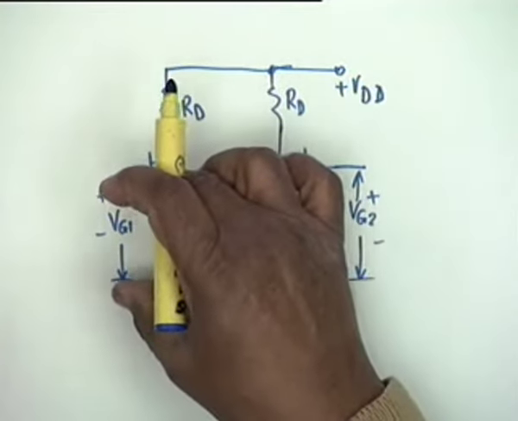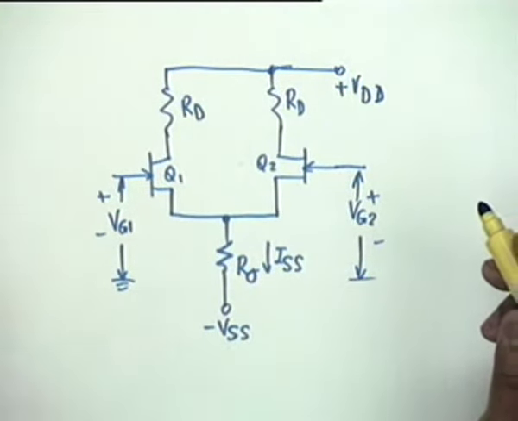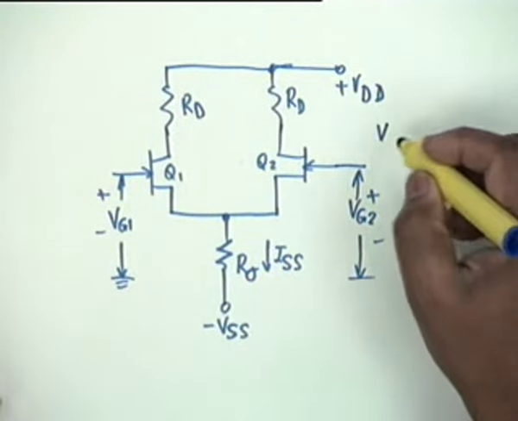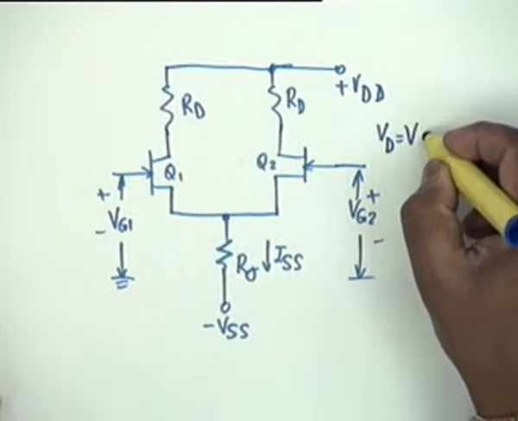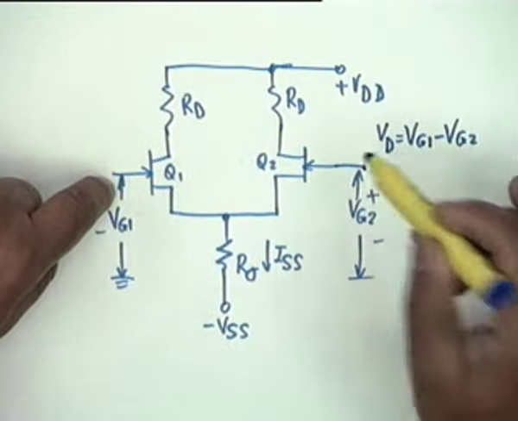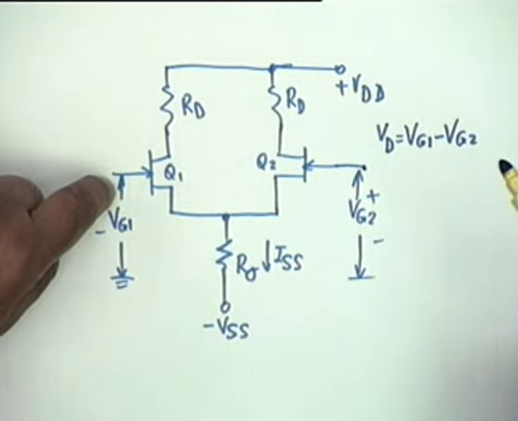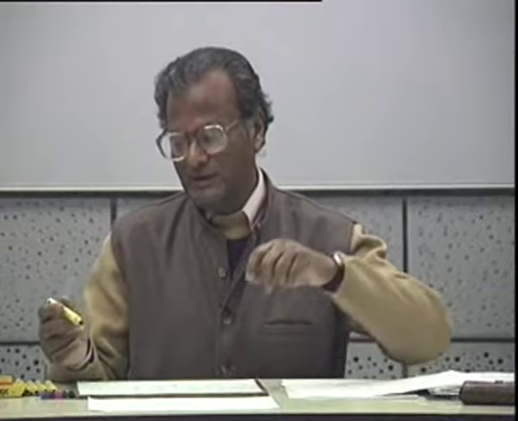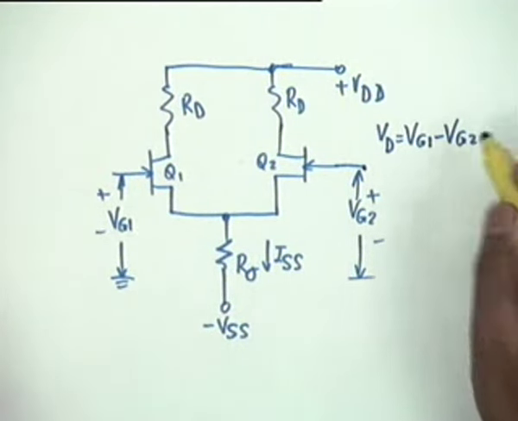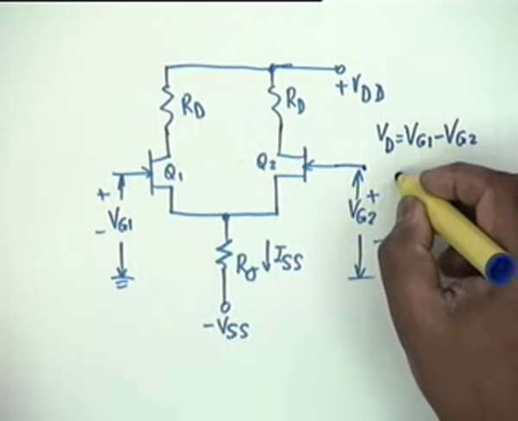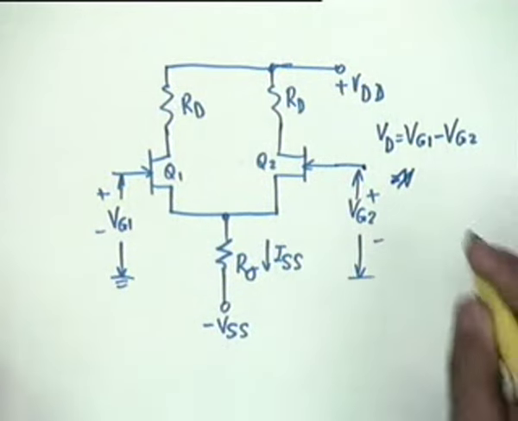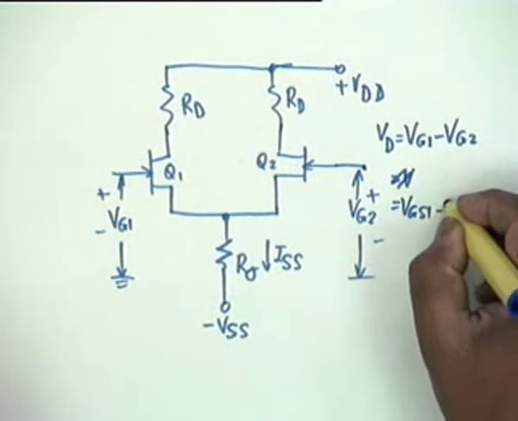Let the two gate voltages be VG1 and VG2. Then the differential voltage applied at the input, V sub D, is equal to VG1 minus VG2. It is the difference voltage applied between these two terminals, and as we did with the BJT amplifiers, in the FET also we find this difference VG1 minus VG2 as, I beg your pardon, this will be simply VGS1 minus VGS2.